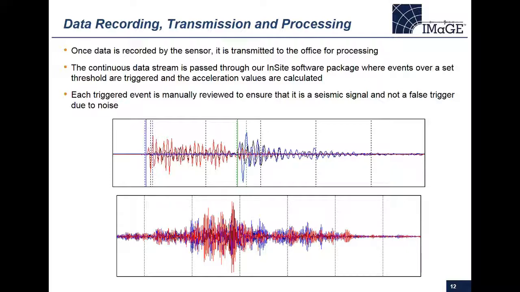Just because Insight can handle all of this and generate triggers automatically, we still need people to QC everything, because Insight can't determine the source, whether it's an actual seismic event or just noise.